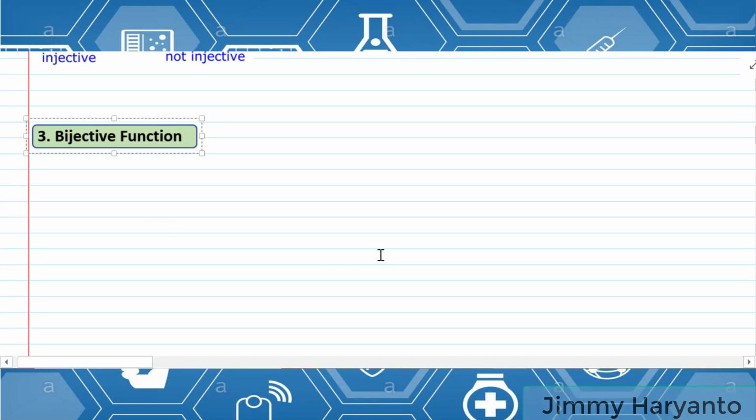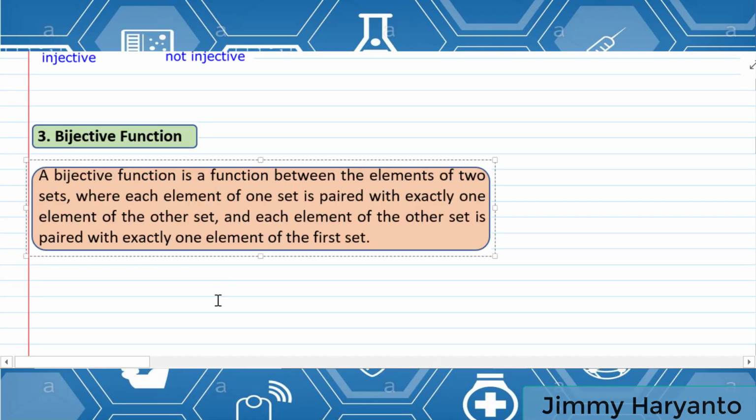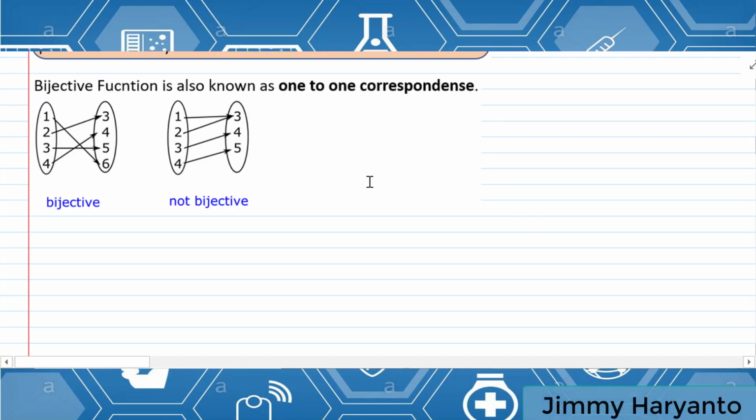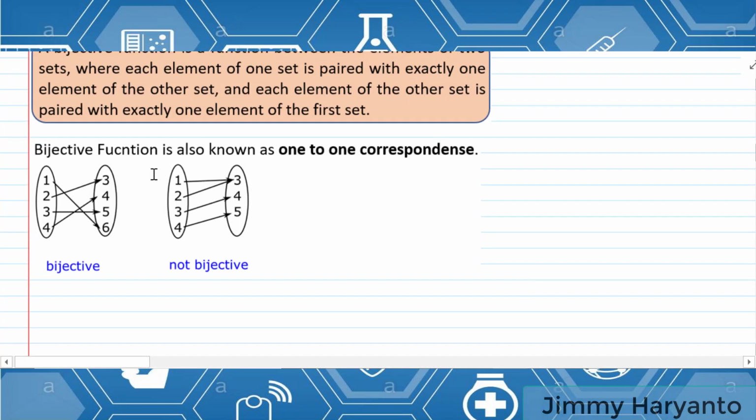Okay, next is bijective function. A bijective function is a function between the elements of two sets where each element of one set is paired with exactly one element of the other set, and each element of the other set is paired with exactly one element of the first set. So bijective function is also known as one-to-one correspondence, or in bahasa it is called korespondensi satu-satu. So this is bijective and this is not bijective.